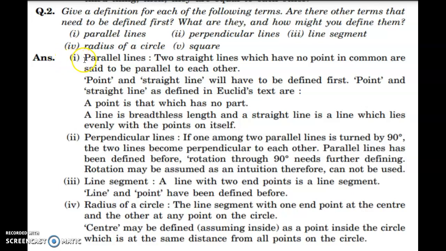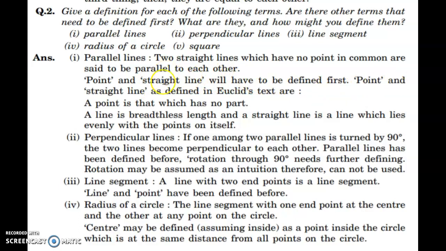See, first term, parallel lines. You have already studied in your earlier classes. Two straight lines which have no point in common are said to be parallel lines to each other. Okay, my children. So, in this statement, if you observe, straight lines and point, these terms were used. So, point and straight line will have to be defined first.